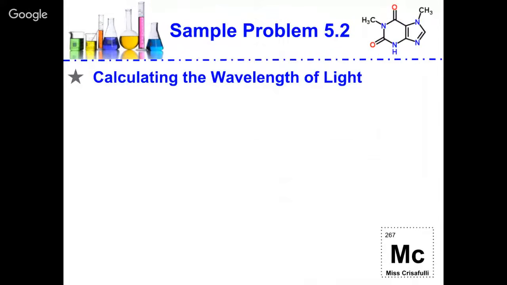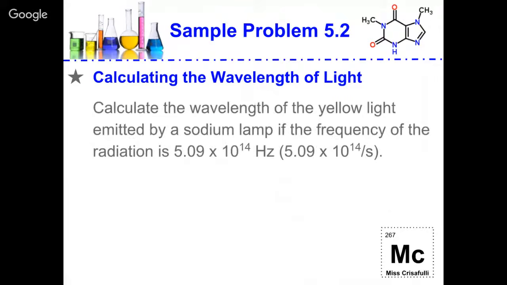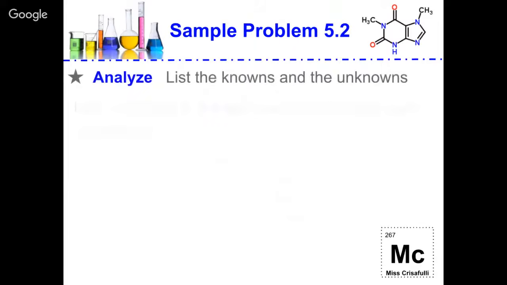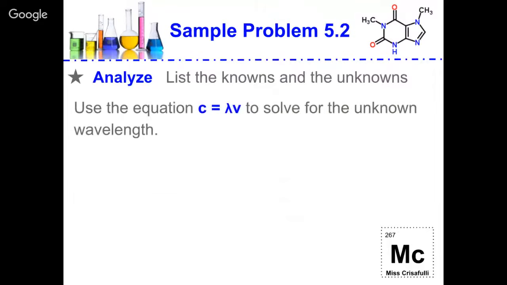So let's look at an example of how we can calculate the wavelength of light. If we were to calculate the wavelength of yellow light emitted by a sodium lamp, if the frequency of the radiation is 5.09 times 10 to the 14 hertz, we're going to start off with this question. So let's list our knowns and unknowns because this is a mathematical problem.